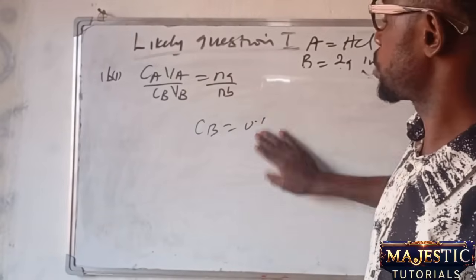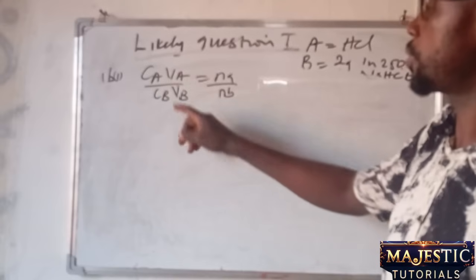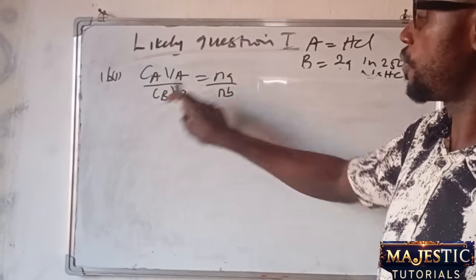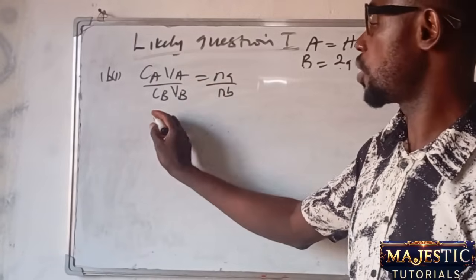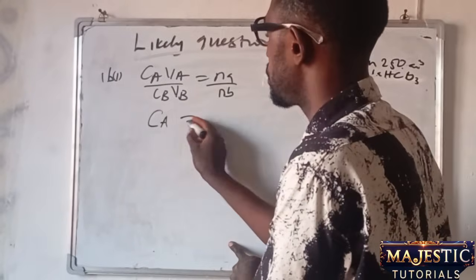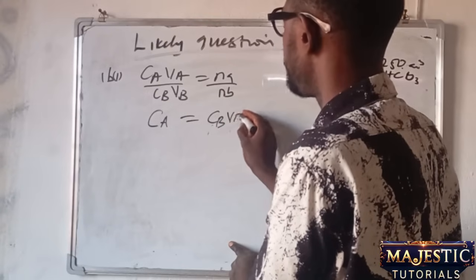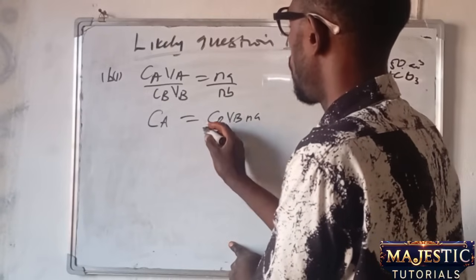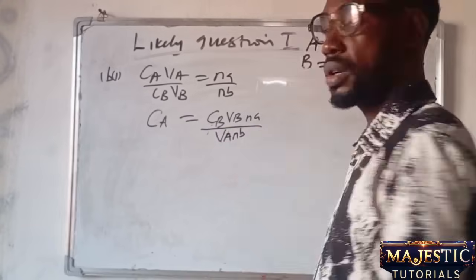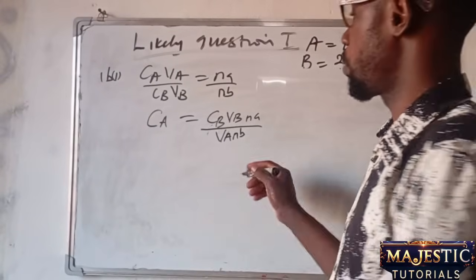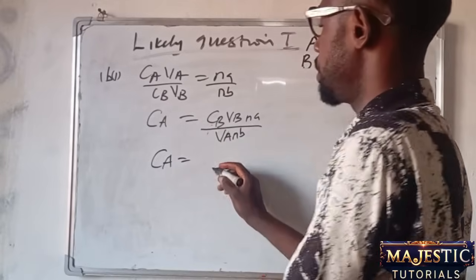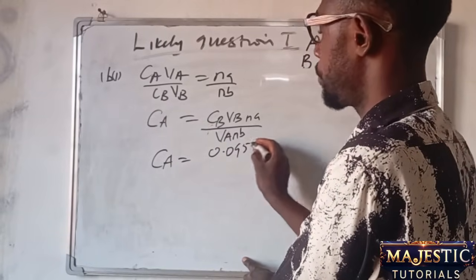They told us to find the concentration of A in mole per dm cube, and that is Ca. Before you fix the values, you make the unknown, what you are looking for, the subject of the formula. So Ca is equal to Cb Vb Na all over Va Nb. Now we start fixing values. What is our Cb? That is 0.095, which we got earlier.